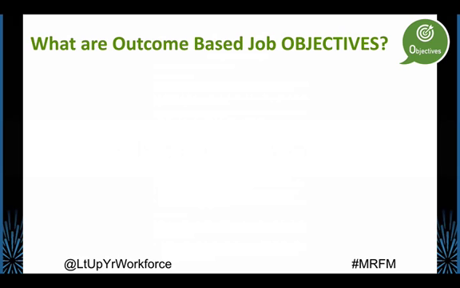And this is exactly the point. Outcome-based job objectives are, well, first of all, they're outcomes. They're not tasks. So let me ask you a question. If these are outcomes, how many outcomes will any one employee, any one function be responsible for achieving?